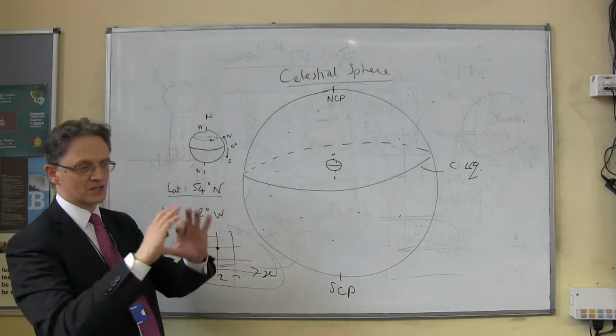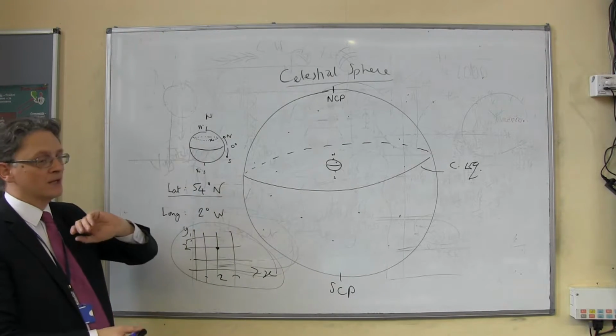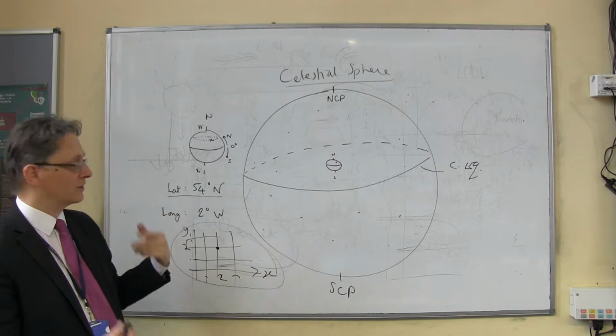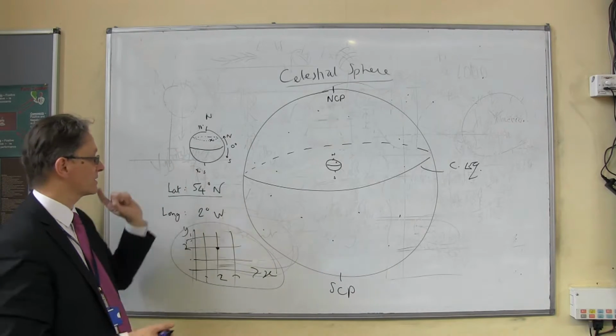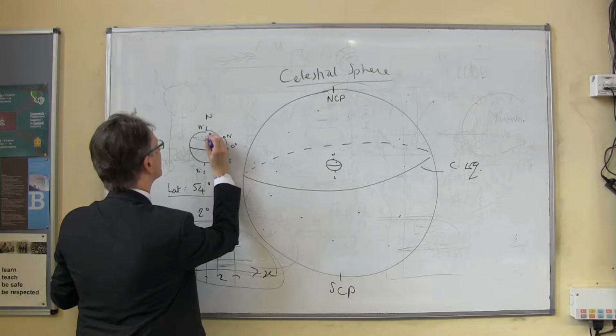And the Earth's surface, although it's curved, doesn't actually make very much difference. You still need two numbers. You can't do it with one. If I say I live at latitude 54 degrees north, no good, because I could live in a whole bunch of places. Longitude 2 degrees west, well, it's a bit tricky to draw in.